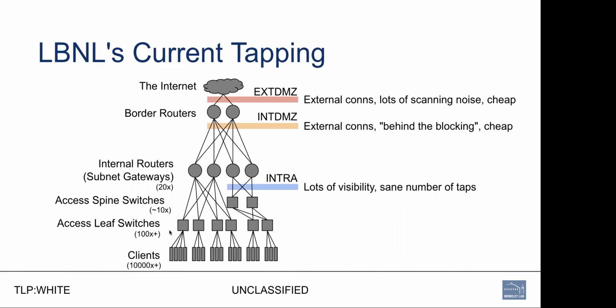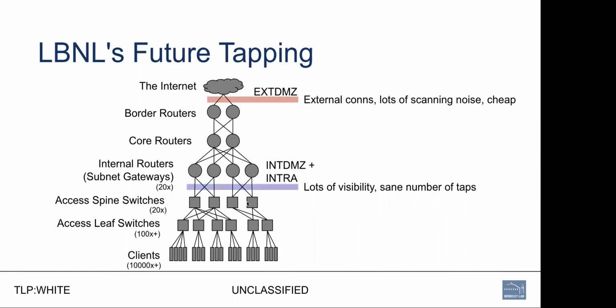And then the last place we tap is between a select number of access spine switches and our internal routers. This gets us good visibility between certain subnets because the traffic has to go up to the subnet gateway on the internal router before it gets routed to any other network. And so we get that visibility there. That's because we're not actually tapping the hundreds of different leaf switches or access leaf switches throughout our campus. It just cuts down the number of taps that we have to install.